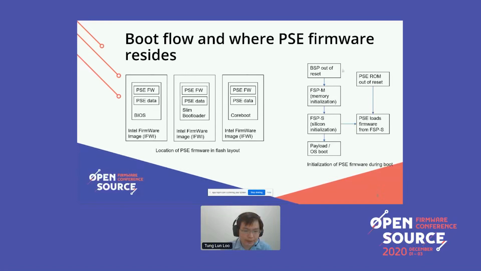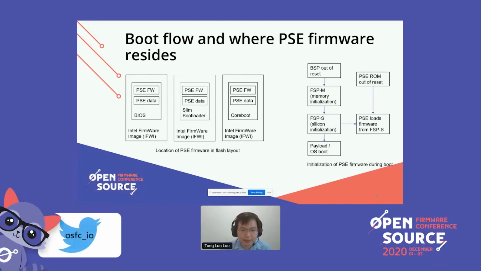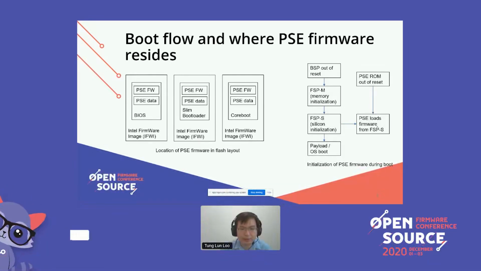During the boot process, on the right side of the slides, you can see that the BSP gets out of reset, then it passes to the FSPM for memory initialization. After that, it moves to FSPS, and this is where the PSE firmware is loaded. Then your BSP continues to boot to the OS. Concurrently, your PSE firmware is going to get loaded during FSPS. That means at first, when you power on, the PSE ROM is going to get out of reset and wait for this parameter to be set. And once you set it, it's going to load the firmware from FSPS.